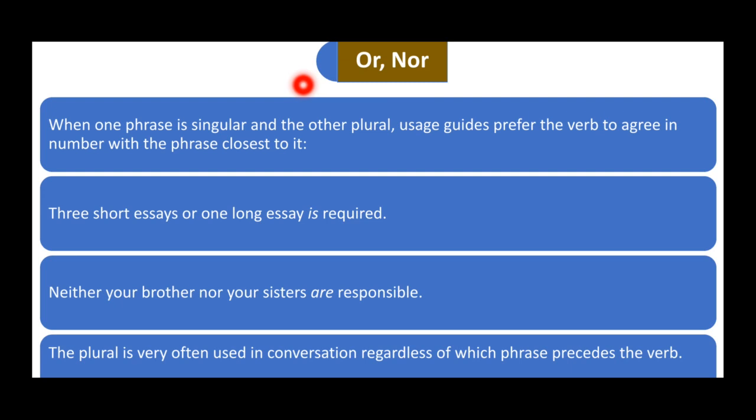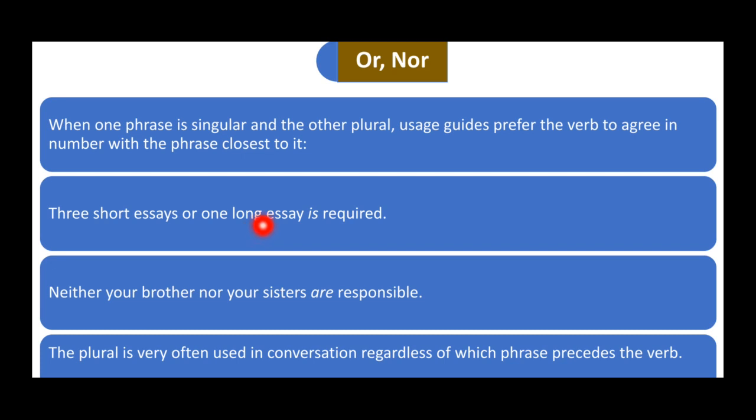Here we have some more elaboration of the conjunctions or and nor. When we have two phrases, one singular and the other plural, usage guides prefer the verb to agree in number with the phrase close to it, right? Which one is close to the verb? For example, 3 short essays or 1 long essay is required. So here we have the verb is. Which one is close to the verb is? That is 1 long essay, which is singular.